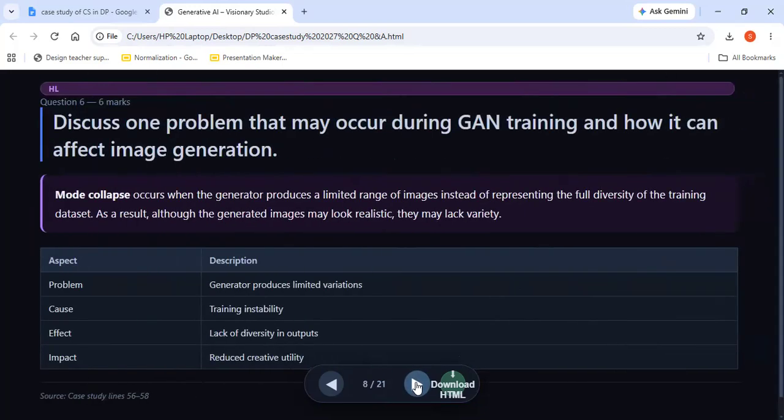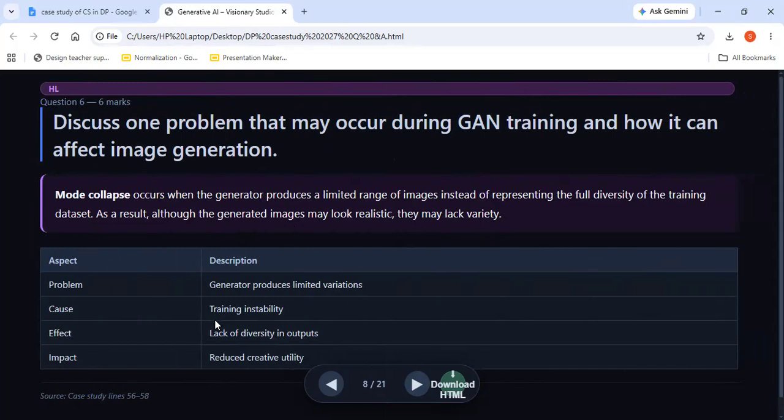Discuss one problem that may occur during GAN training and how it can affect image generation. The problem we may get is that the generator produces limited variations. It can't generate a variety of images. As a result, although the generated images may look realistic, they may lack variety.